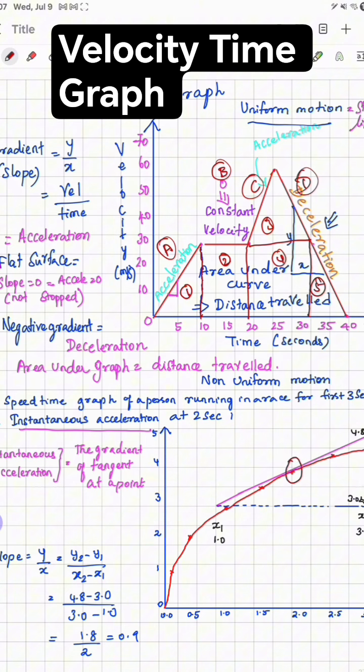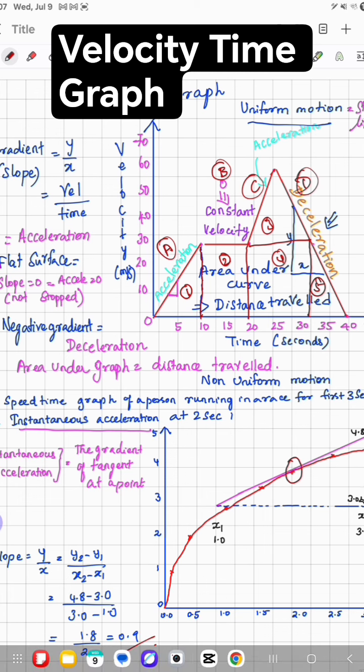Find the values x1, x2 and y1, y2. Then go for the slope formula, y by x: y2 minus y1 divided by x2 minus x1. So y2 is 4.8, y1 is 3. Similarly, the values are given and the slope is 0.9.